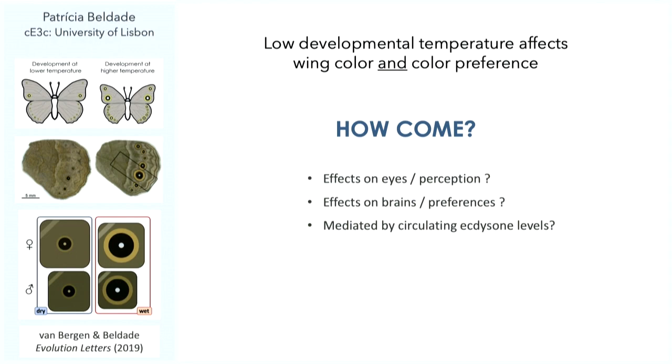We don't know what it is about temperature during development. Is it affecting perception of the colors? Is it affecting the eyes? We don't know. Is it affecting a real preference? So is it somehow affecting the brains of those butterflies and instilling a signature of what your past history was, because it is predictive of what your adult environment will be.